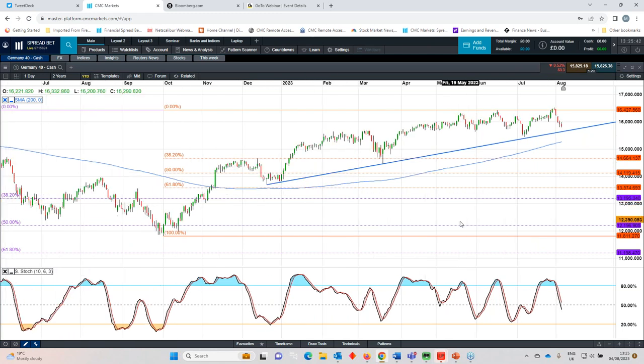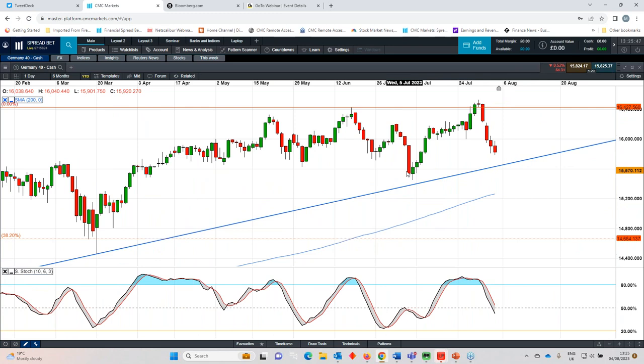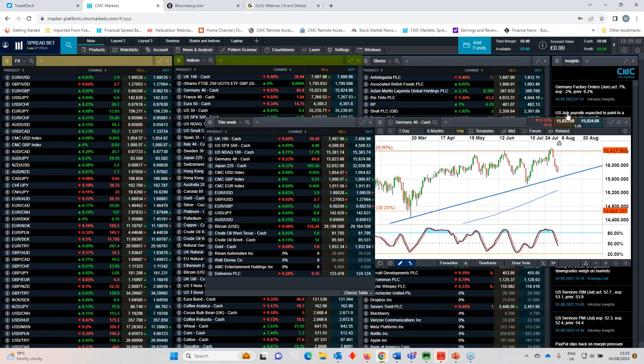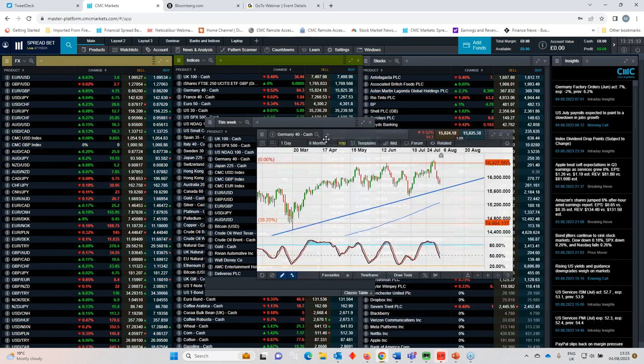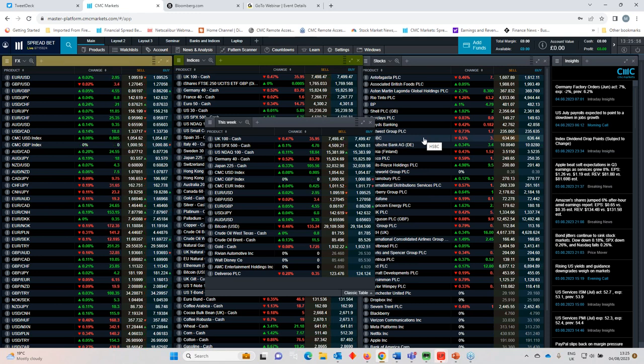So at the moment, we remain pretty much range bound, albeit in a fairly decent upward trend. So there's nothing that we've seen over the course of the past few days that leads me to suggest that stock markets are going to start to roll over and sell off quite aggressively.